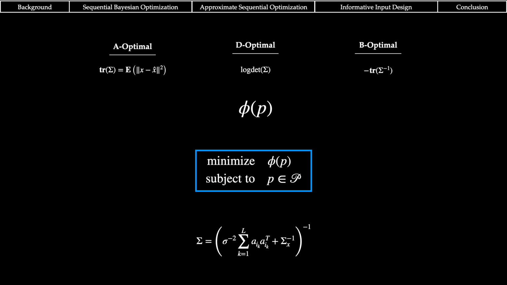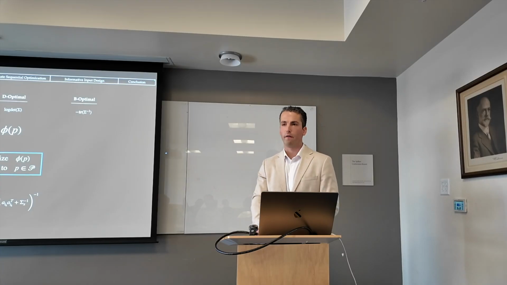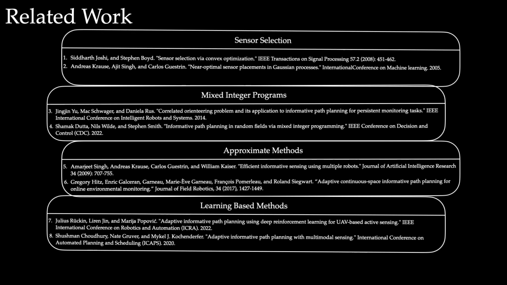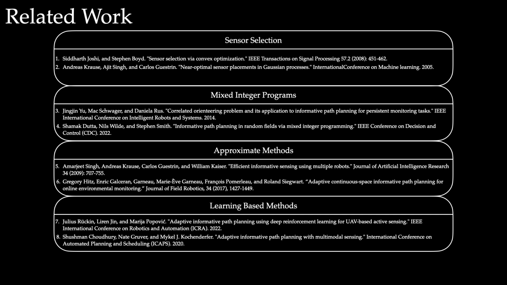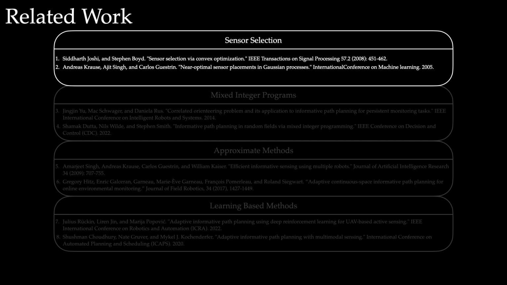And so before we look at our specific contributions here, I think it's helpful to sort of frame this in the scope of how previous approaches have looked at this problem. So I've categorized this related work into some of the most popular approaches and highlighted some of the key papers here. And all of them really stem back to the sensor selection problem, which is a very similar problem, but it's different in the fact that we're not actually considering the path constraints.